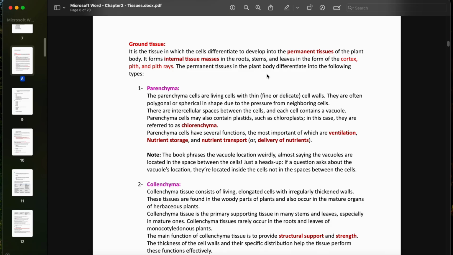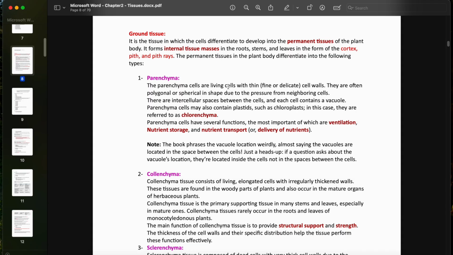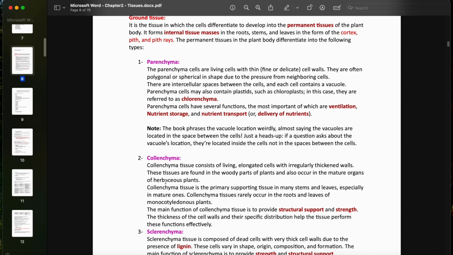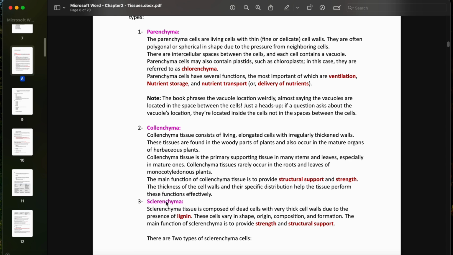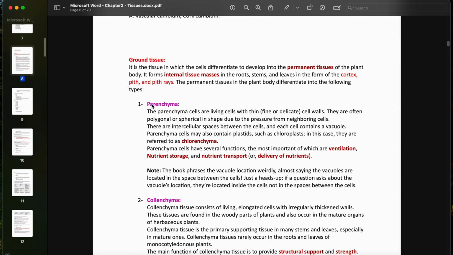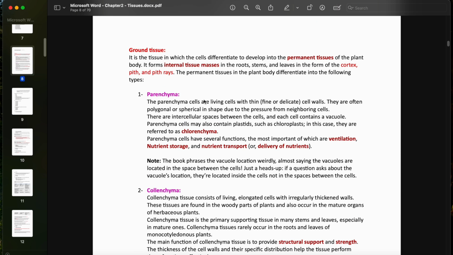The permanent tissues in the plant body differentiate into the following types. So we're going to have first the parenchyma, collenchyma, and then the sclerenchyma. The parenchyma cells are living cells with thin, fine or delicate cell walls. They're often polygonal or spherical in shape due to the pressure from the neighboring cells.